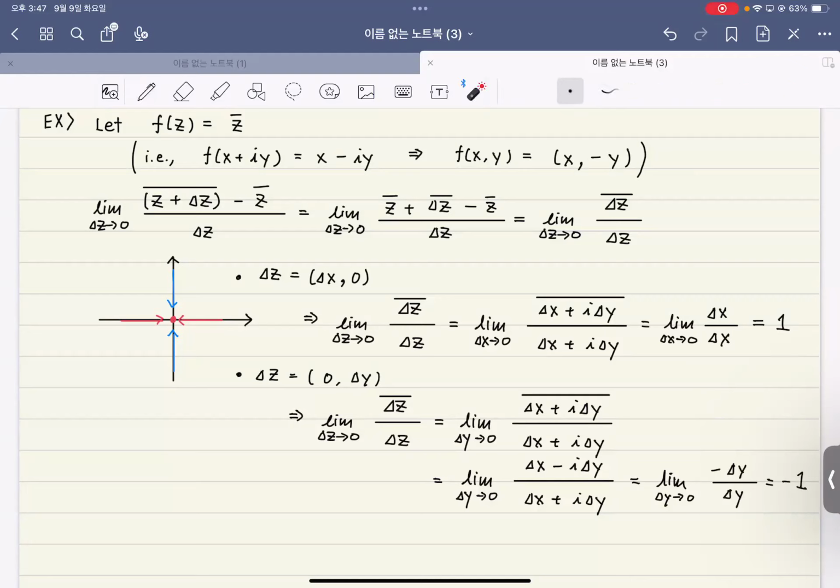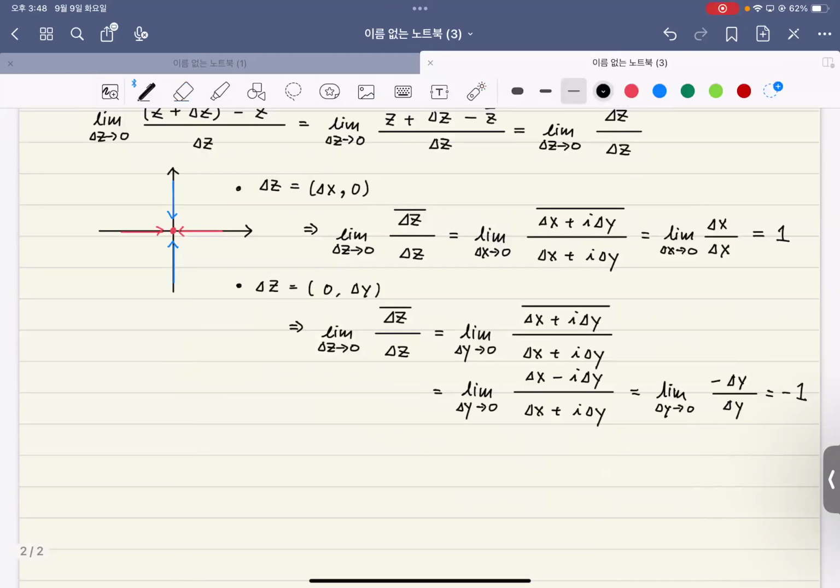So, voila. I was able to find two different routes both tending to 0. Taking the first route gives us the limit 1. And taking the other route gives me another limit, which is different from the first one. So this is clearly the evidence that the limit does not exist. Okay. Therefore, this complex conjugate function is not differentiable.